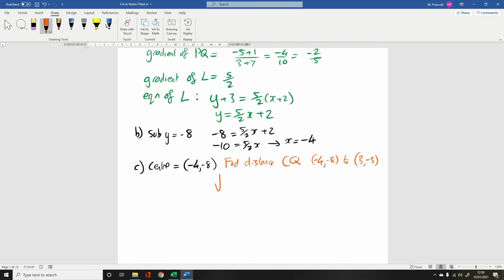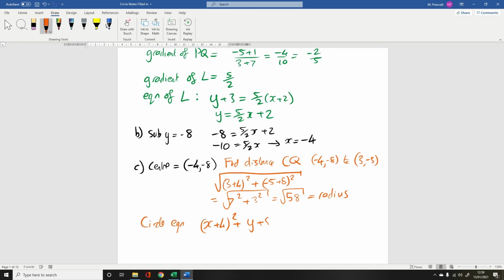So, we want to use some Pythagoras for that. It's the difference in x squared, so 3 plus 4 squared, and the difference in y squared, so -5 plus 8 squared. That's going to be square root of 7 squared, add 3 squared, which is the square root of 58. So that is our radius. Putting that all together, that'll give us our circle equation of being x plus 4 all squared plus y plus 8 all squared is equal to radius squared is equal to 58. Cheers.